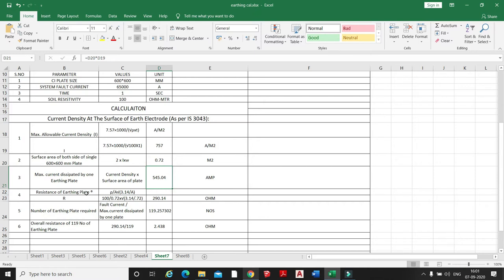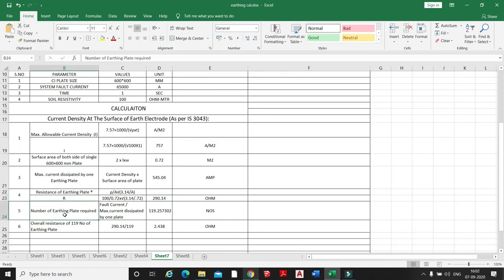Now the resistance of the earthing plate is equal to rho divided by A times root of 3.14 divided by A. When you put the values, rho is the resistivity, which is 100, and A is the area of the earthing plate, which is 0.72. When you put in the values, you will get the resistance of 290 ohm for each plate.